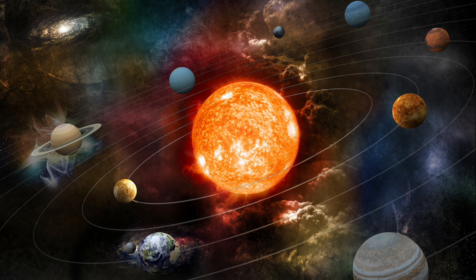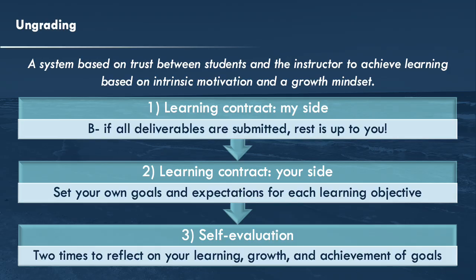Now, I know this is a little ephemeral and a little esoteric. In practice, how does this work? Essentially, we are going to build a system of trust between you and me, and that system of trust is formalized in what's called a learning contract. Now, that contract has a promise from my end, which is that if you simply submit all of the deliverables, all of the assignments, homework, and so on and so forth, you're going to get a B- at the absolute worst. So that is my side of the contract.